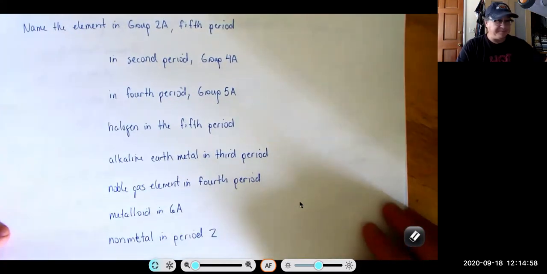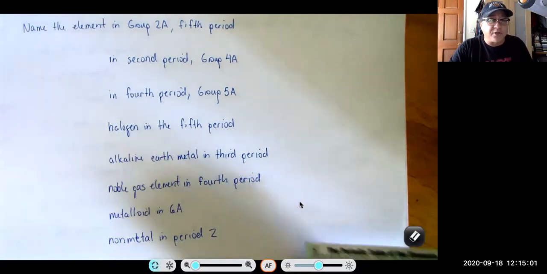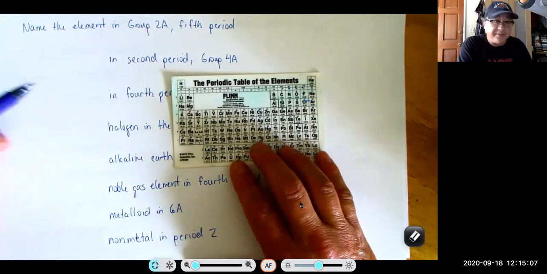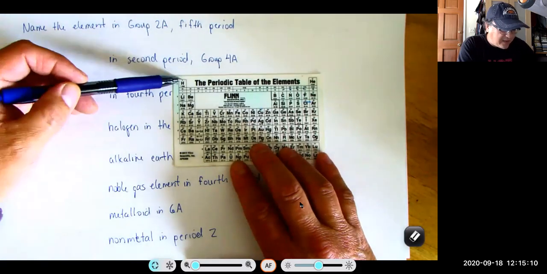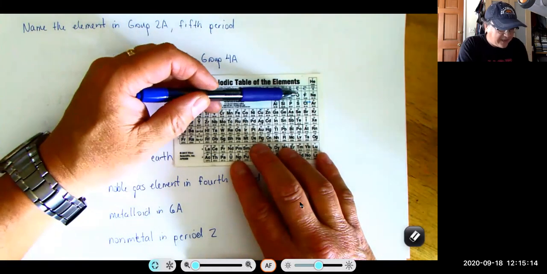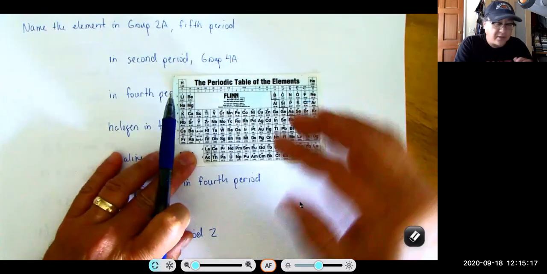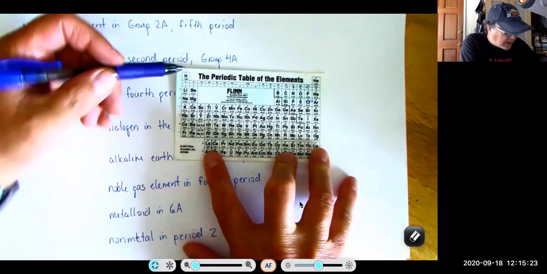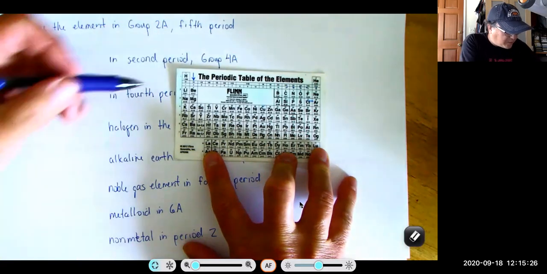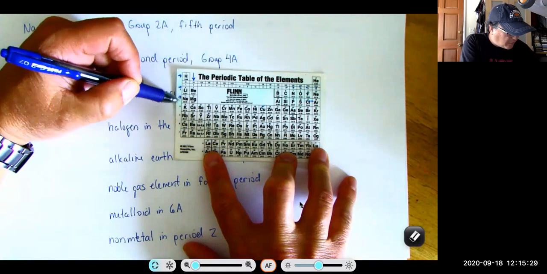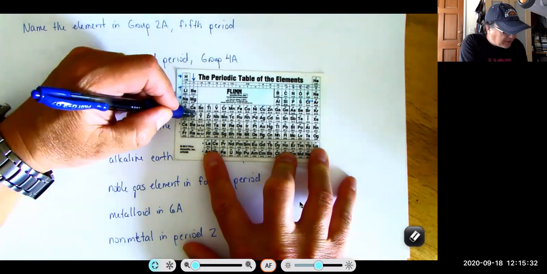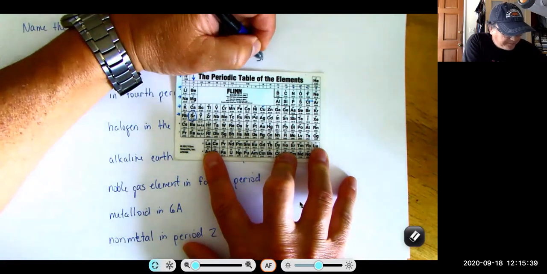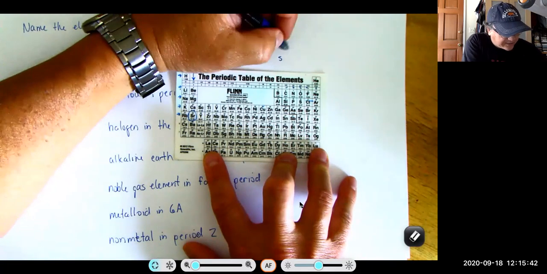So here's the first question. Name the elements in group 2A, fifth period. So here's our periodic table. We have to know where 2A is. According to the periodic table, 1A, 2A, 3A, 4A, 5A, 6A, 7A, 8A. So these taller columns are the A's. So if we want 2A, we're looking right here. Fifth period, this is period 1, 2, 3, 4, 5. So we're looking for this particular answer, strontium. It says name the element. The symbol is SR. The name is strontium.